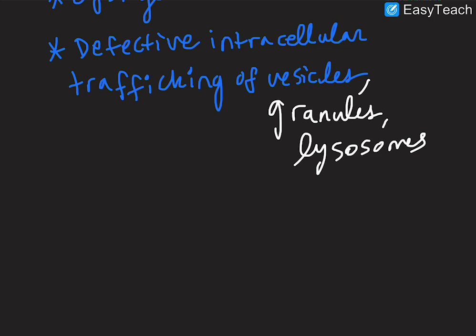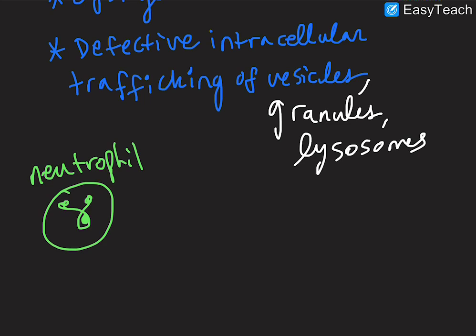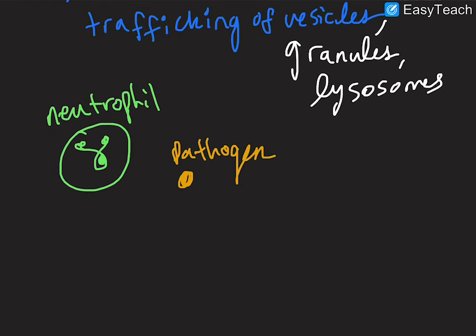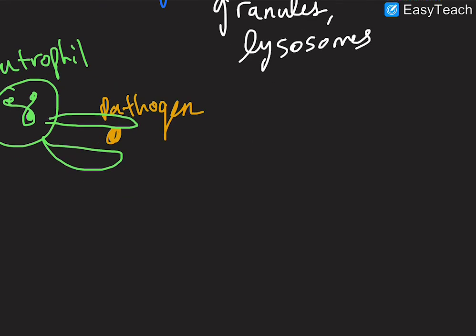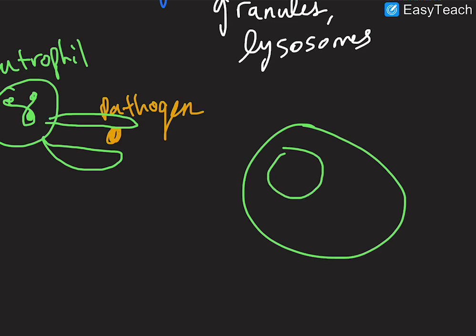Why is this bad? Let's look at neutrophils, for example. Let's say we have a neutrophil here. Remember, when neutrophils see a pathogen, they phagocytose it. So this is our pathogen. The neutrophil will phagocytose it, taking it in, and when it takes it in, it forms a phagosome. We're not going to draw the nucleus for now. We'll have our phagosome here, with the pathogen inside of it.